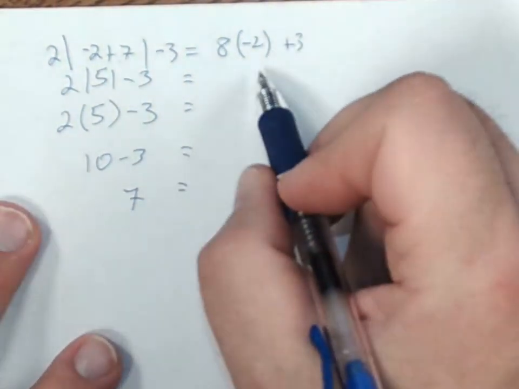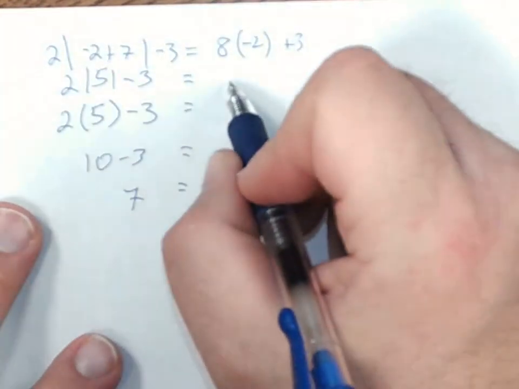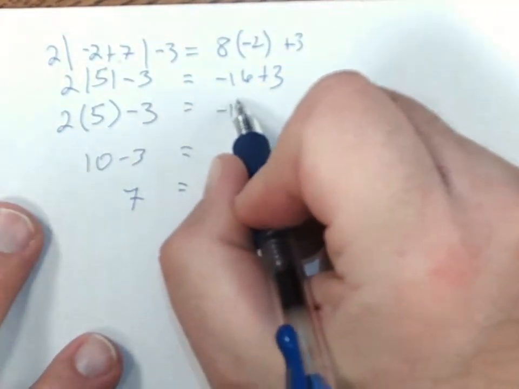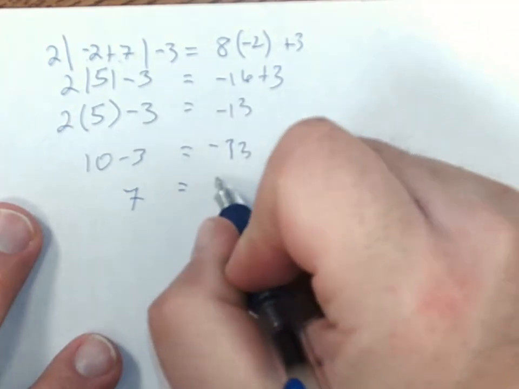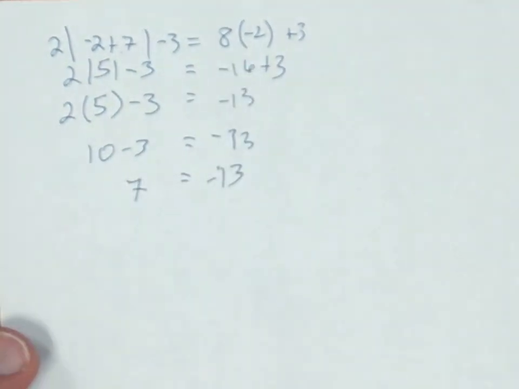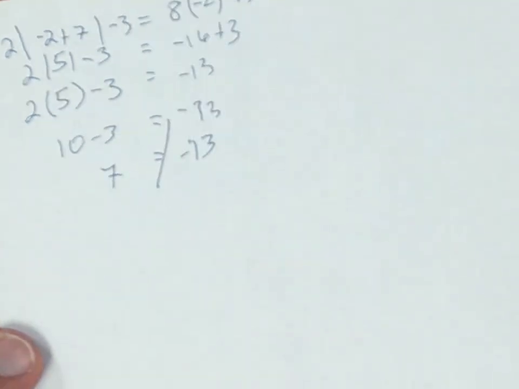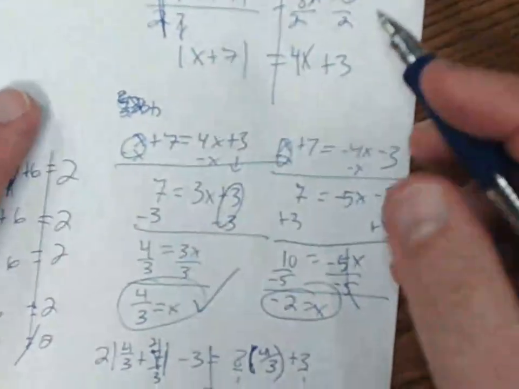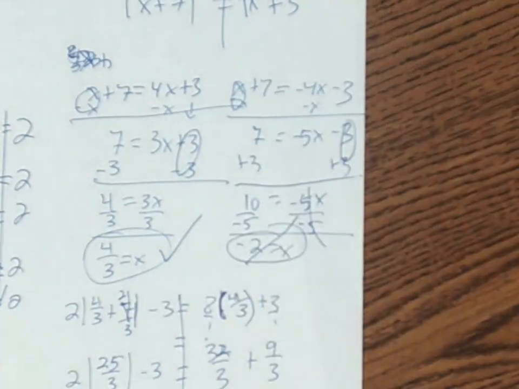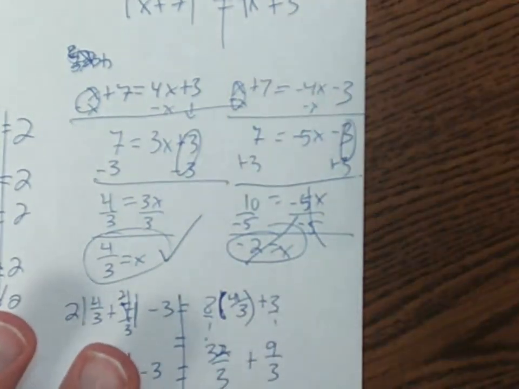On the other side, this will be a little bit simpler. 8 times negative 2 is negative 16. And negative 16 plus 3 is negative 13. So the end result, our final statement, is 7 equals negative 13. Is that true? Nope. Which means negative 2 is not a solution. So there's just one solution there.